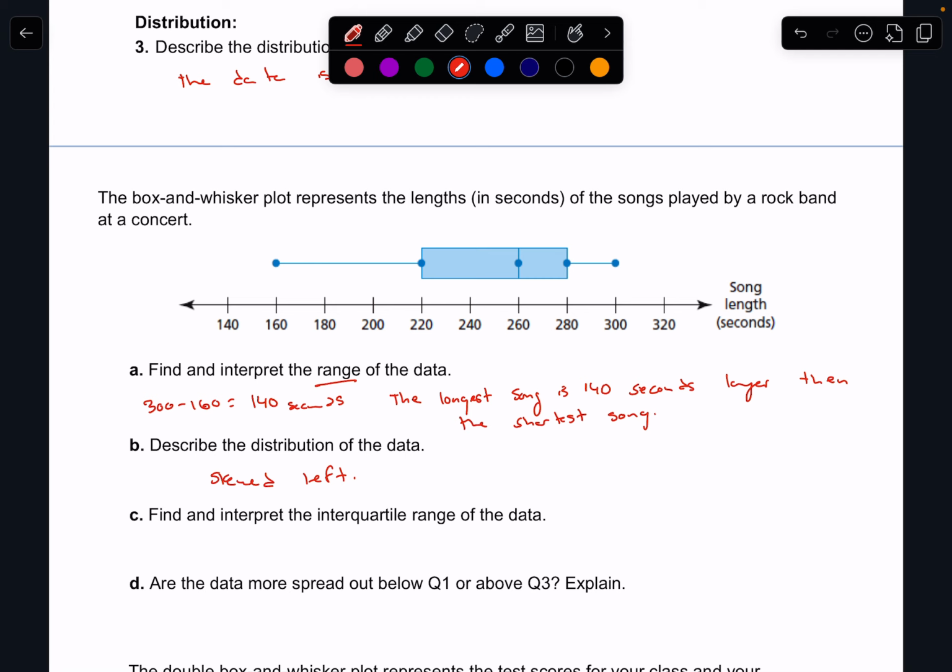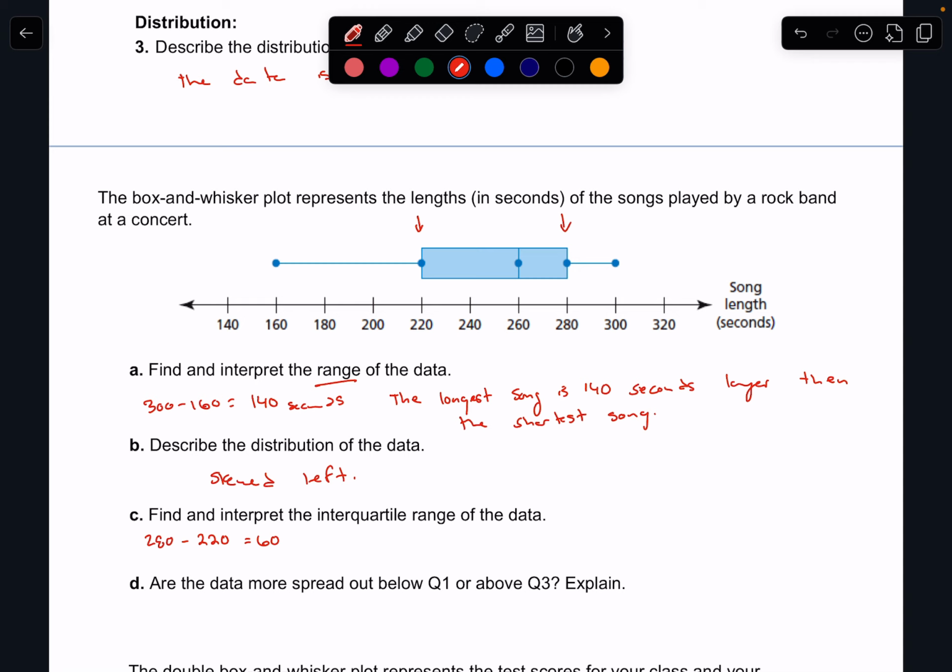Find and interpret the interquartile range. So that's this value and this value. So I would do 280 minus 220, and that would give me 60. And remember, these are seconds. So what does that mean? That means that there's a couple of different ways that we can say this.